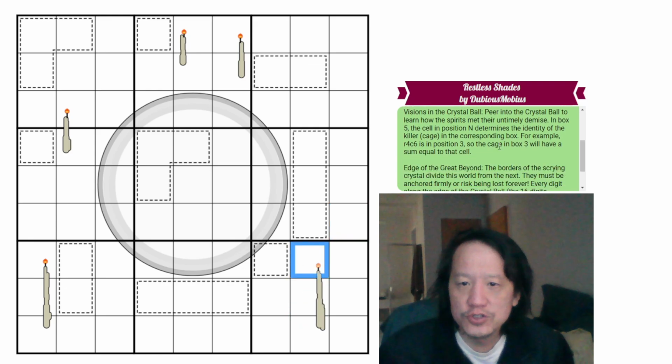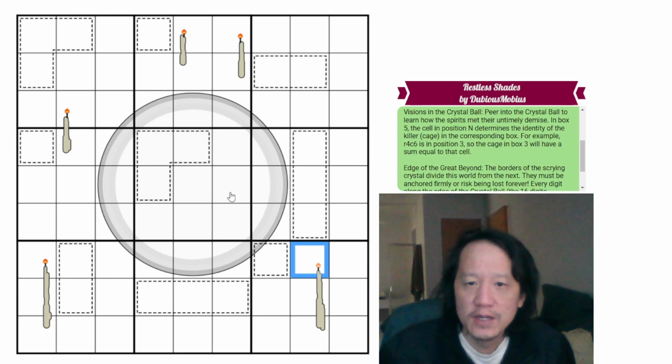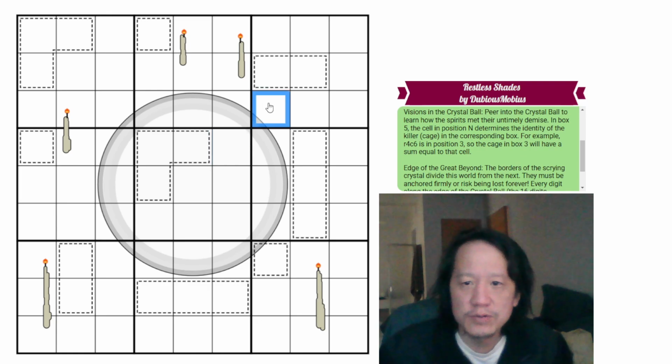Visions in the crystal bulb. Peer into the crystal bulb to learn how the spirits met their untimely demise. In box 5, the cell in position N determines the identity of the killer cage in the corresponding box. For example, row 4, column 6 is in position 3. So the cage in box 3 will have a sum equal to that cell.